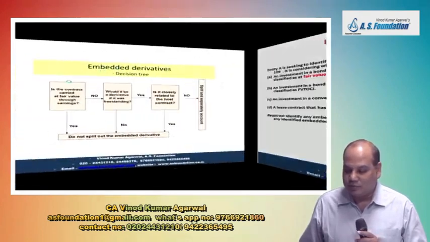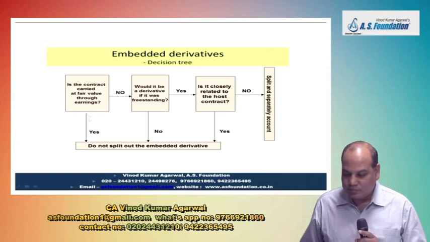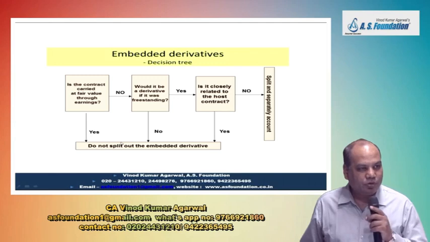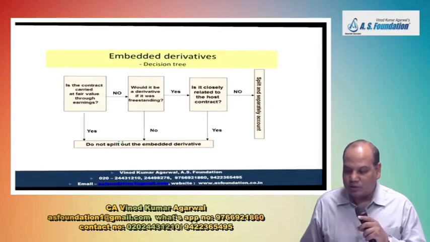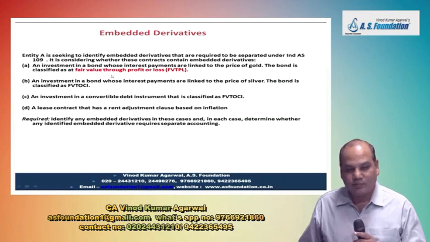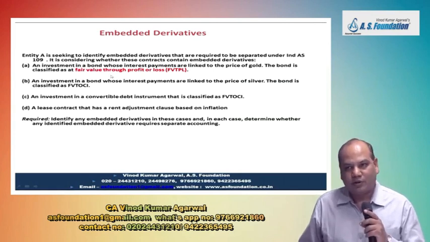Now see here, if the host contract is classified as FVTPL, if the answer is yes, do not split. So the answer to the first question is do not split the embedded derivative, as the host contract is carried at FVTPL.